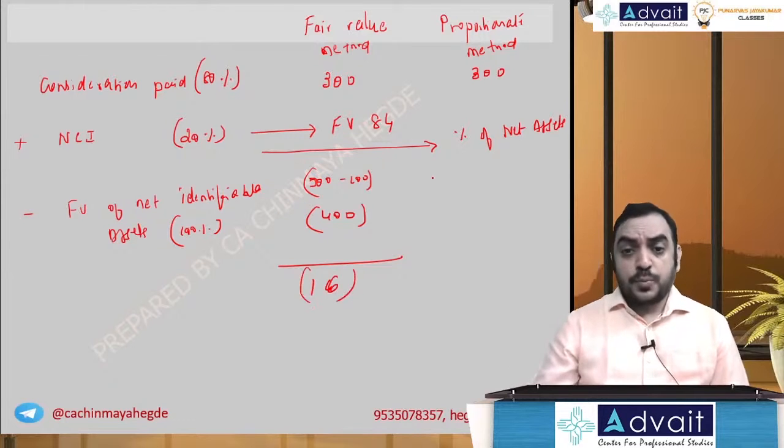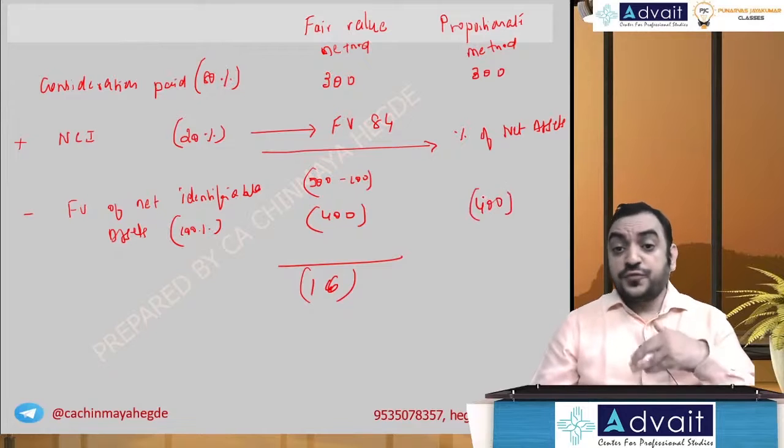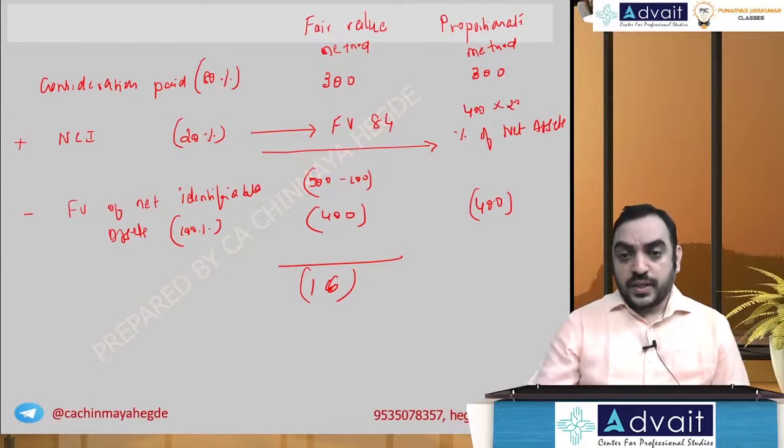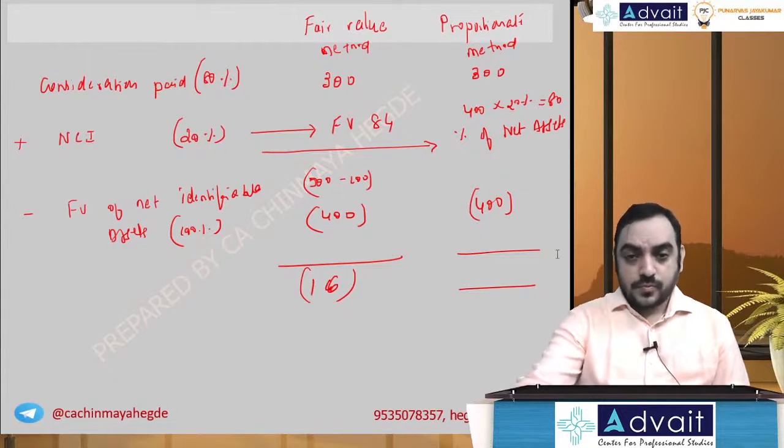And in the second case, how much do you get? This will continue to be 400, and of this 400 we take a percentage, the non-controlling interest percentage of 20%. So 400 into 20%, which is 80. So 300 plus 80 minus 400, that is minus 20, right?